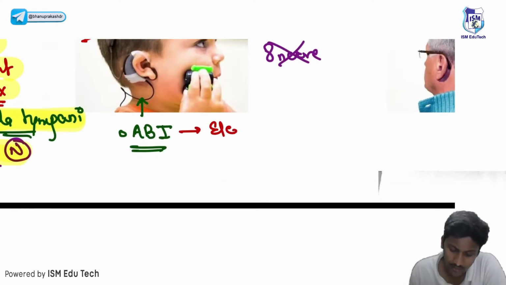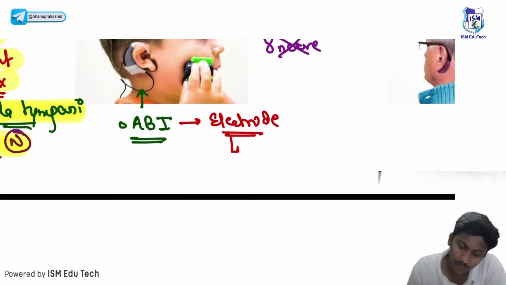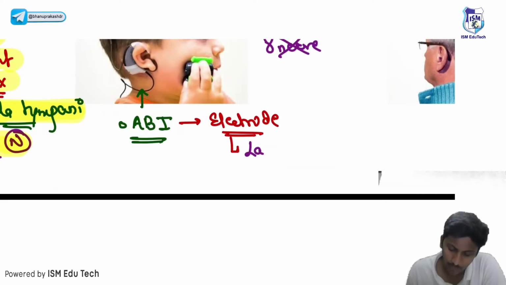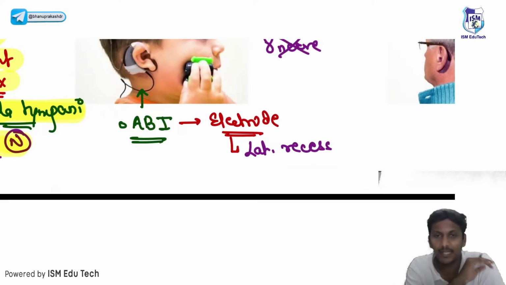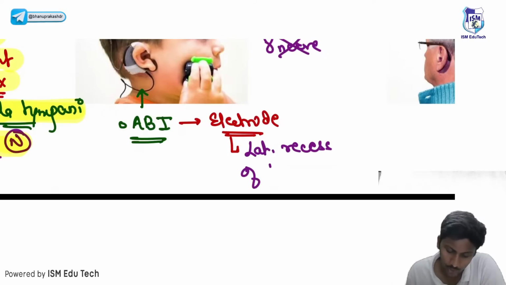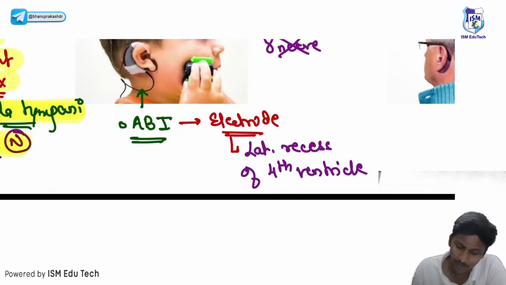The electrode which is there now will directly stimulate the brainstem. And where is the electrode placed? That was another question. Here the electrode is placed directly in the brainstem. In which part of the brainstem? It is placed in the lateral recess of the 4th ventricle. So in cases of auditory brainstem implant, the electrode is directly placed in the lateral recess of the 4th ventricle. That's important to remember.